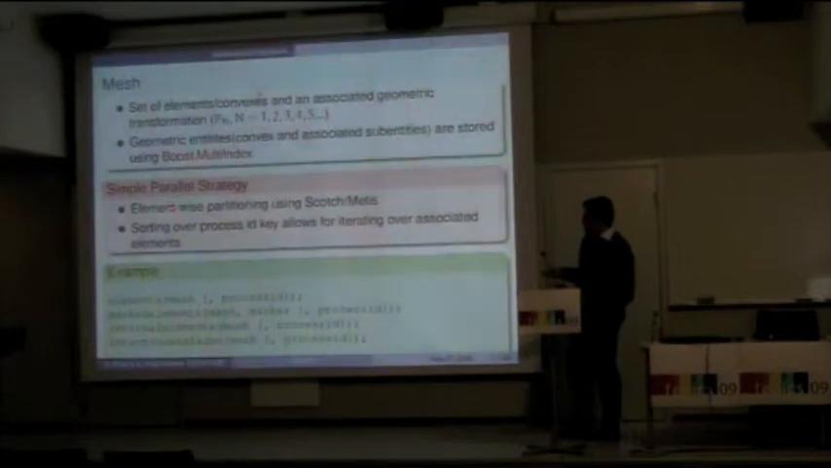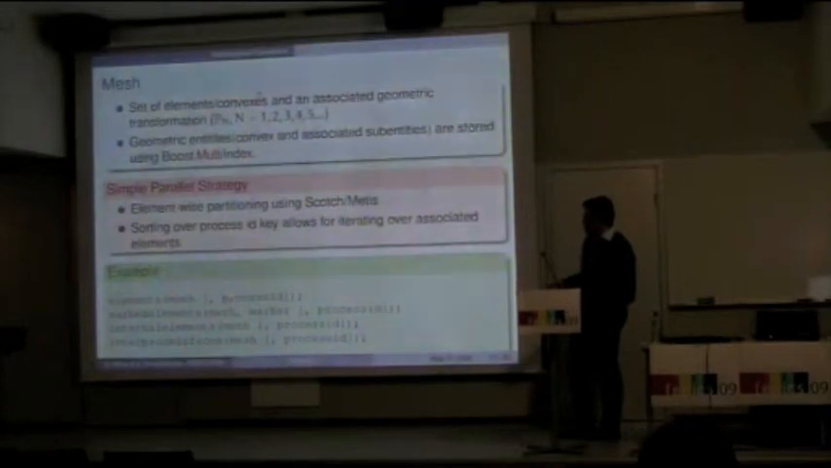Regarding the parallel strategy, we do element-wise partitioning. We use Scotch or Metis, or there is a Metis interface to Scotch. And basically, if you are in a parallel environment, when you iterate over the elements of the mesh, that would be only the elements of the current processor, right? Idem for the other ones.